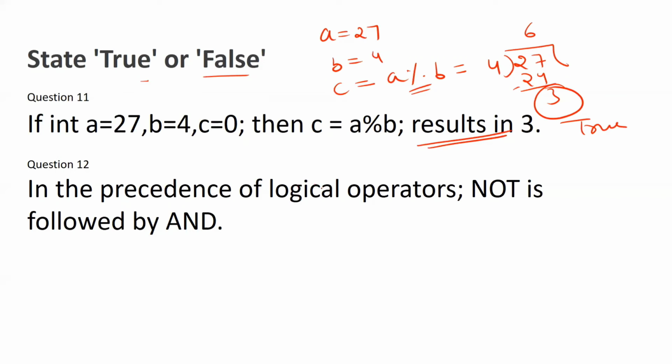In the precedence of logical operators, not is followed by and. So guys, if we go through the table present in the book for operator precedence, the logical not is at the top and logical and is at the bottom. So this particular statement is true.